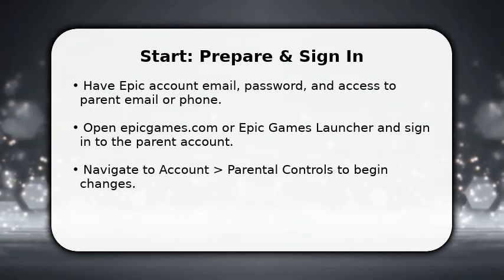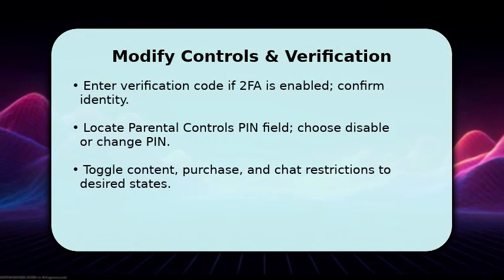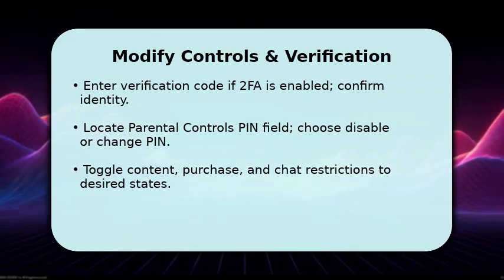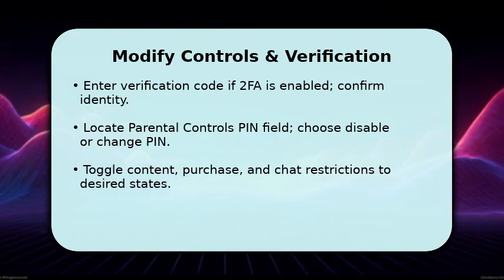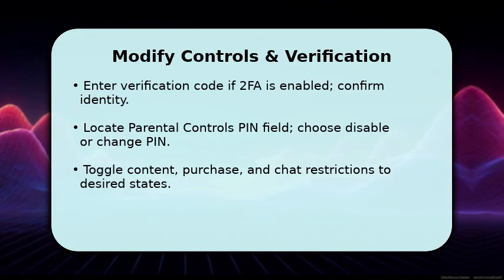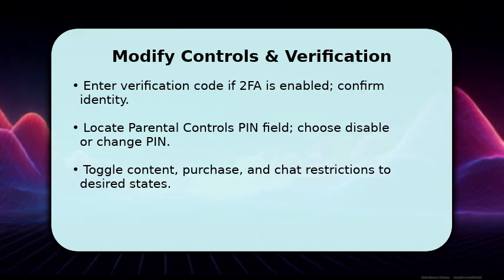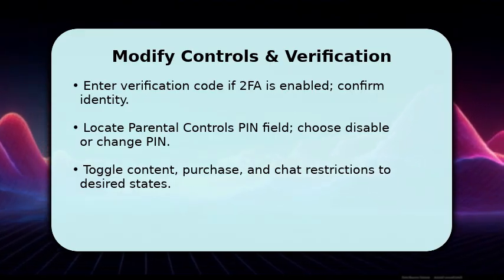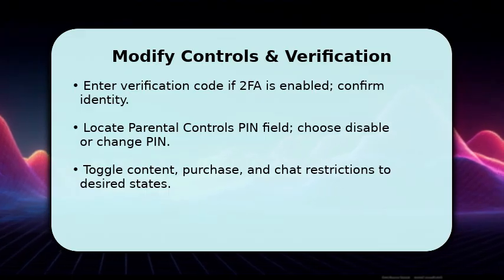Once verified, you'll see the Parental Controls panel. This is where you act. If a PIN is set, enter it. To remove controls, choose the option to disable or enter a new PIN, and then disable specific locks like purchases, chat, or mature content. Make changes one category at a time so you can test effects.